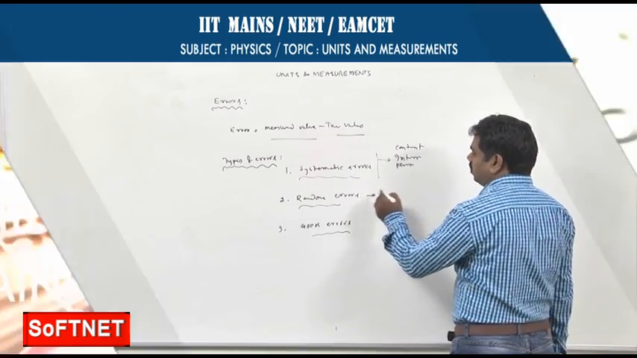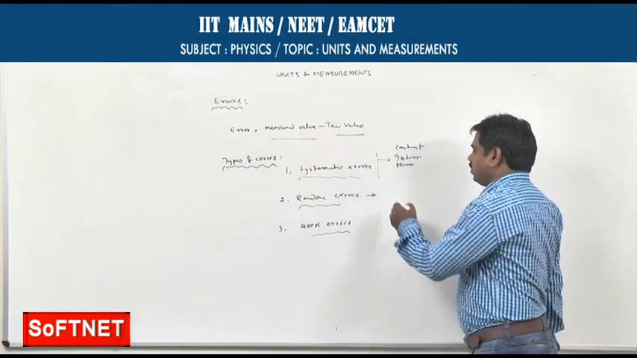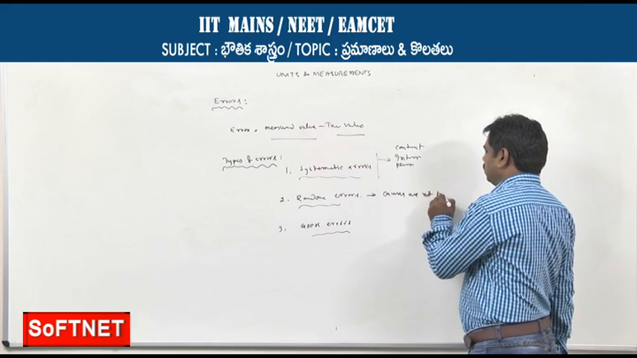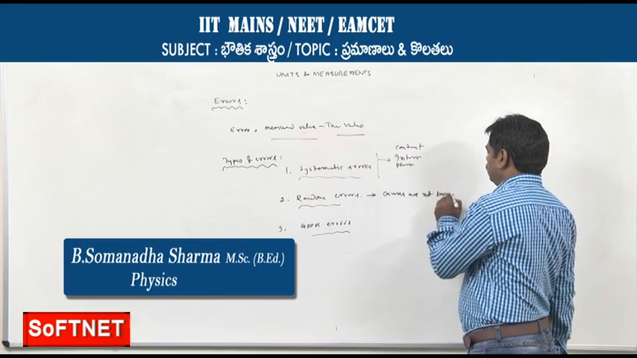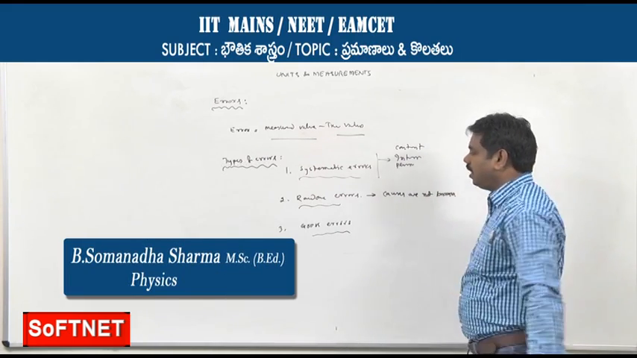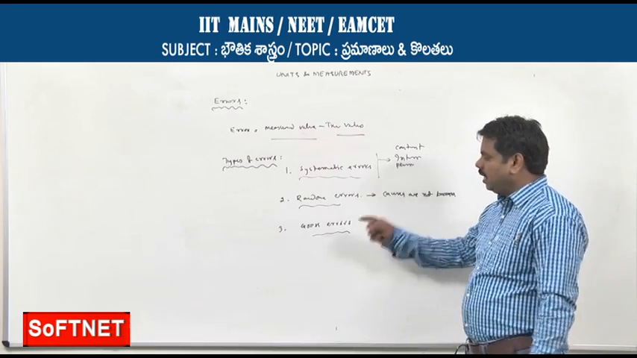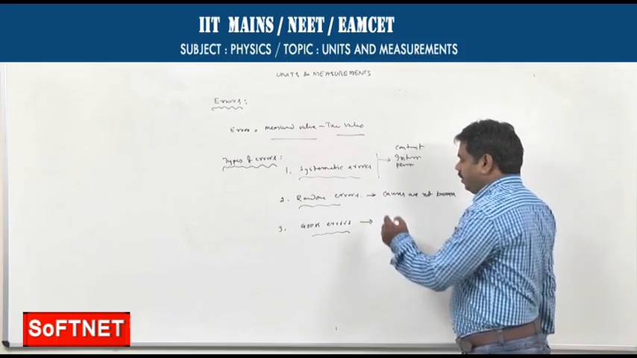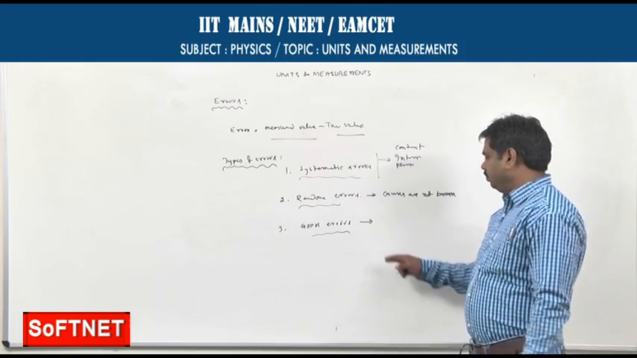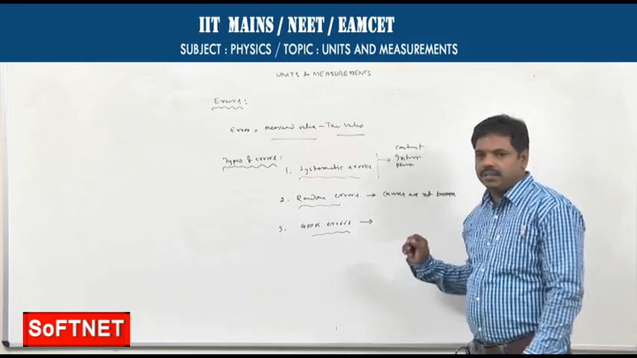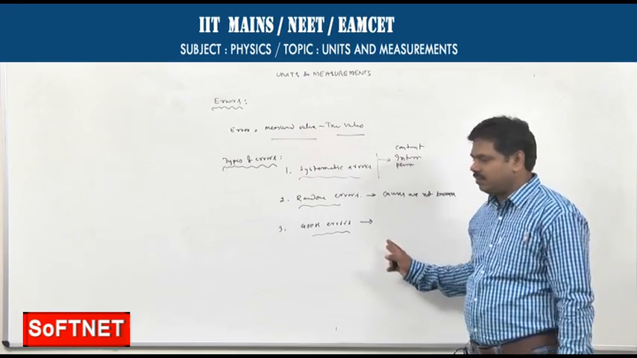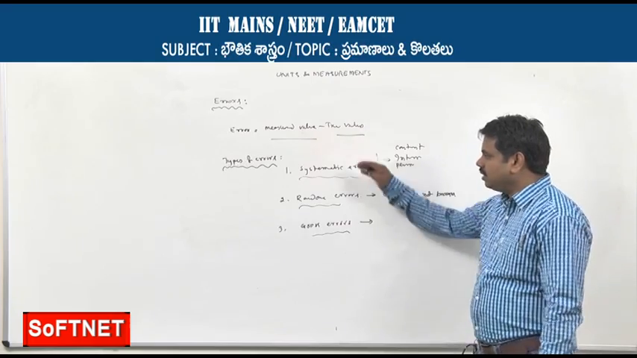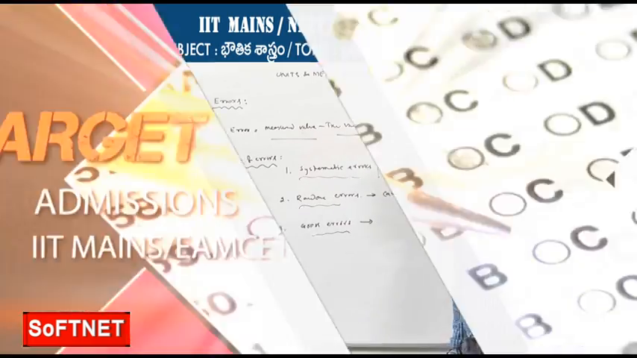Random errors are those whose causes are not known. And the last one is gross errors. Gross errors are mainly due to observer defect, observer carelessness, which leads to gross errors in the measurement. These are the types of errors.